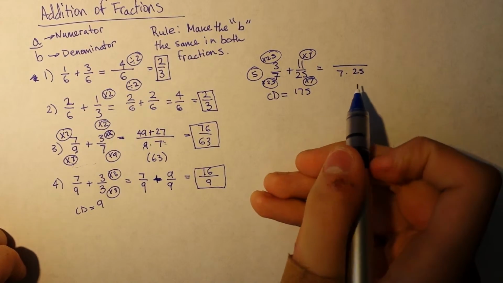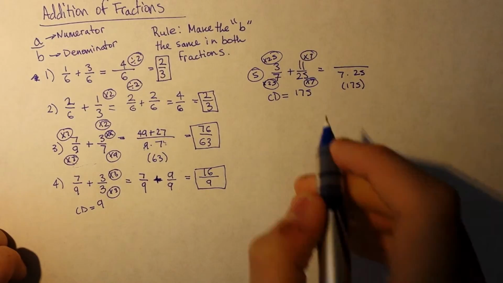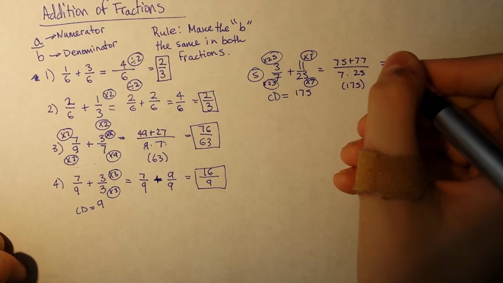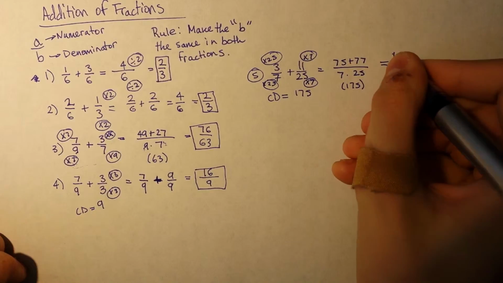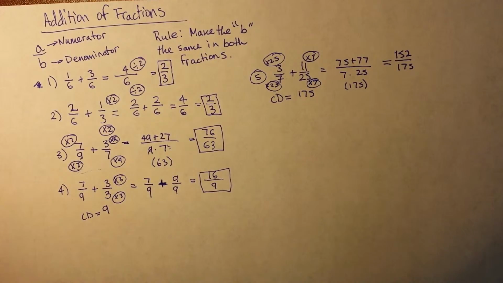So our denominators are 175, but our numerators still need the multiplication. So it will be 75 plus 77, which is equal to 152 over 175. And I'm pretty sure we can simplify this one. Well, it requires a lot of experimenting when we have such big numbers, but I guess if you manage to get to this part, you will get the question correct.